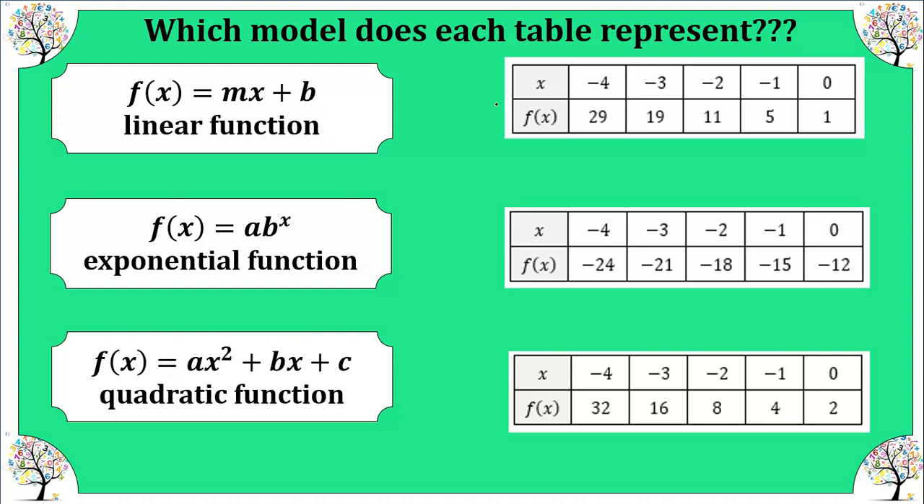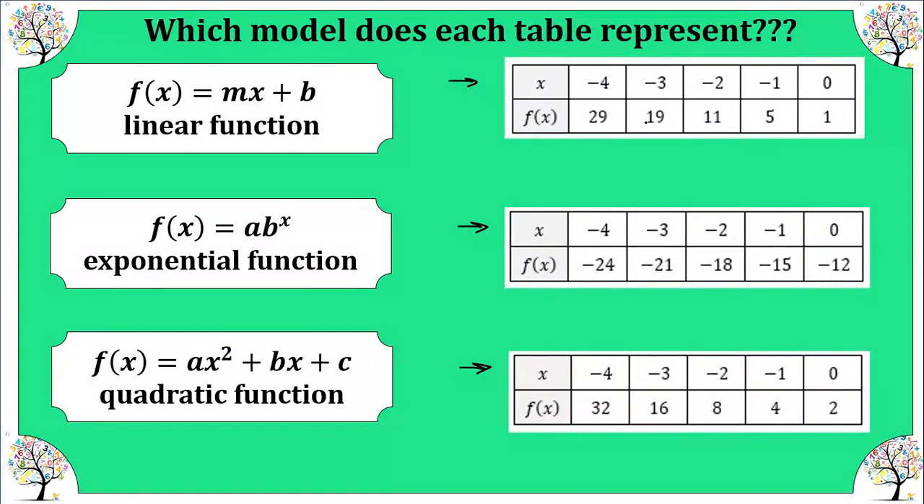So let's get started. First of all, notice that each of these function tables has consecutive x values. -4, -3, -2, -1, 0, and so forth. Now let's look at the output. How are we getting from 29 to 19 to 11 to 5 to 1?